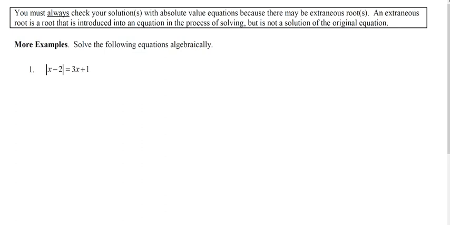So you must always check your solutions with absolute value equations because there may be extraneous roots. Okay, in this case it was extraneous roots, right? Like we tried solving it, but it went against the cases. So an extraneous root is a root that's introduced into an equation in the process of solving, but it's not a solution of the original equation, right? So I mean, we looked at the original equation and said, that one just can't be solved, right?